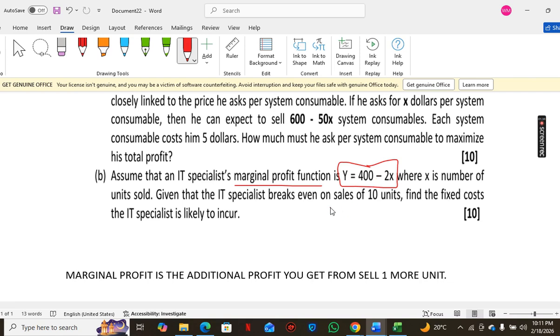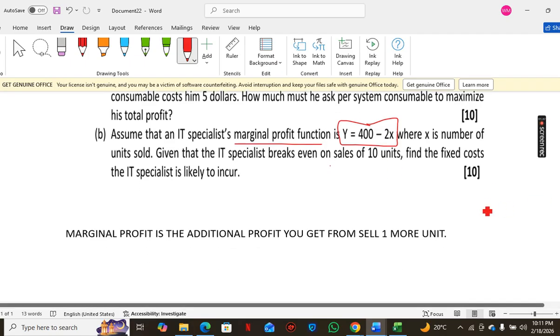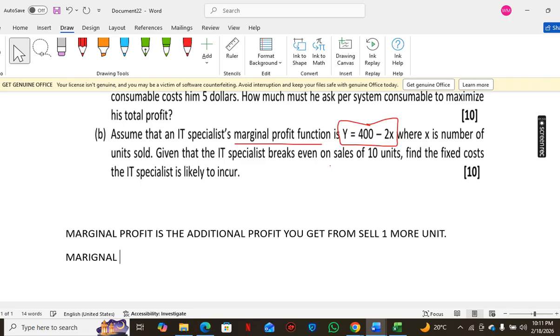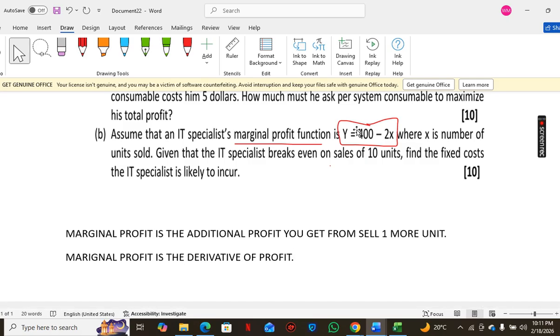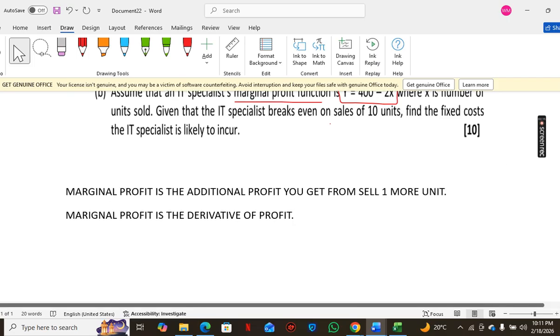Now here we are trying to find the fixed costs that this person is going to incur, and they've even given us information about break even. Another important point to remember: marginal profit is the derivative of profit. Meaning when you derive the profit function, you are supposed to get the marginal profit function.